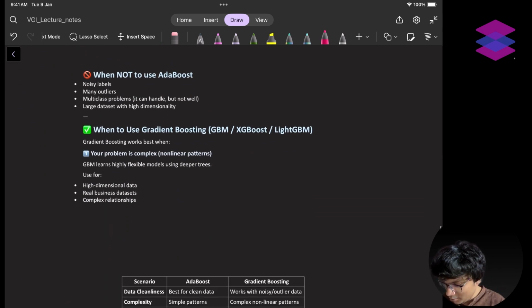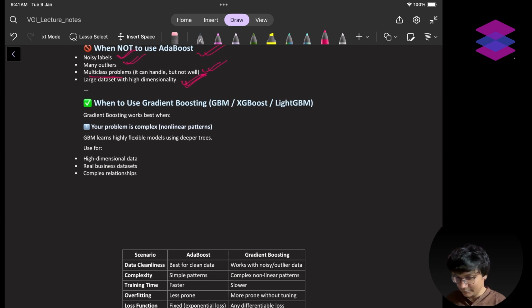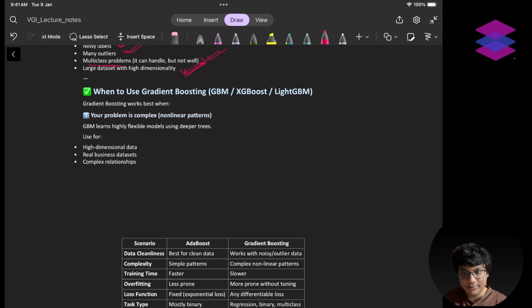Now, when not to use adaptive boost: whenever you have noisy labels, whenever you have many outliers, whenever you have a multi-class problem, you should not use the adaptive boosting technique, right? And whenever you have a large data set with high dimensionality, you should not use adaptive boosting, correct?